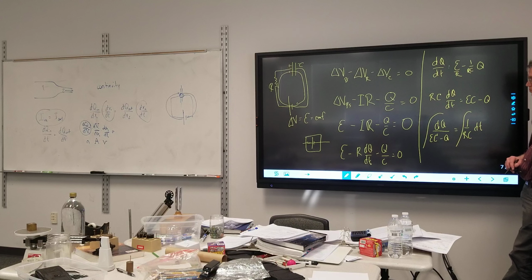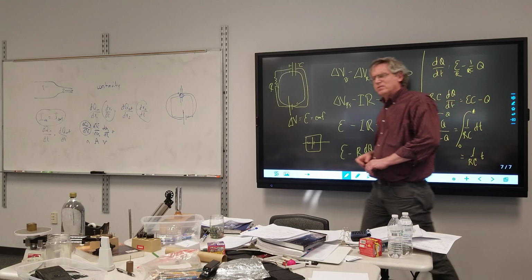Integrate. Epsilon, C, R are all constants, so it's some constant minus Q. Over here, I have 1 over RC that just comes all the way out. So this becomes 1 over RC times time, with limits of integration from 0 to t here, and from 0 to q. That's a t there. How do we integrate this? Or I guess I'm asking, how do you integrate this?